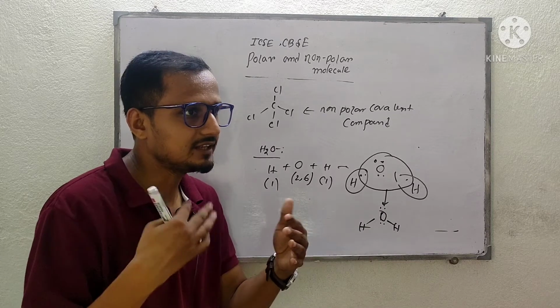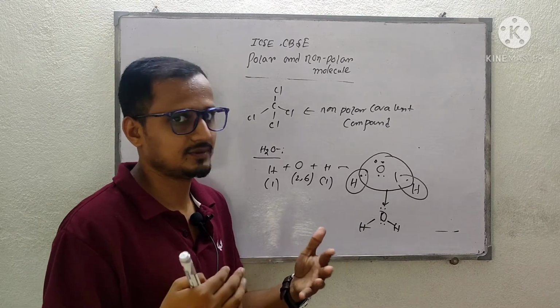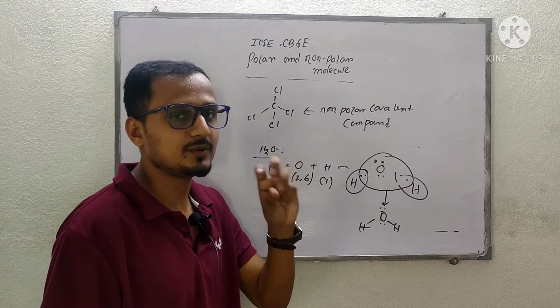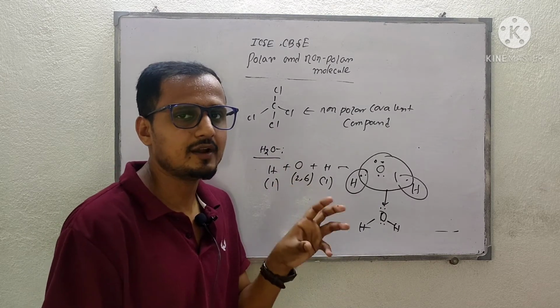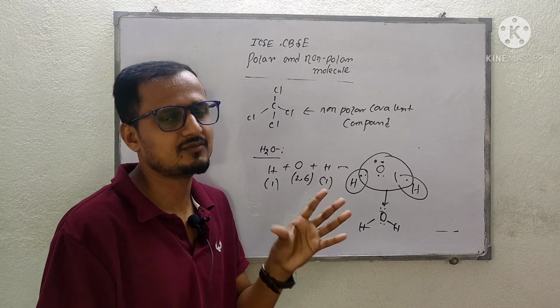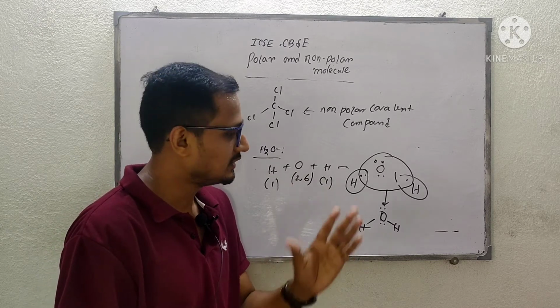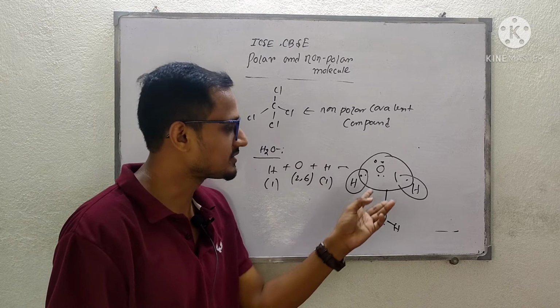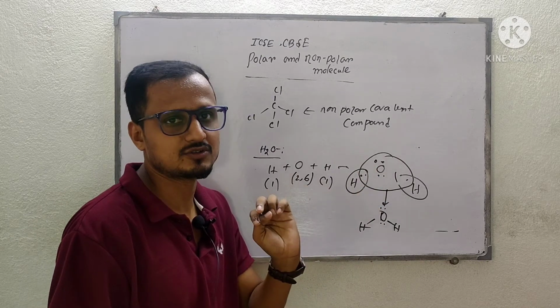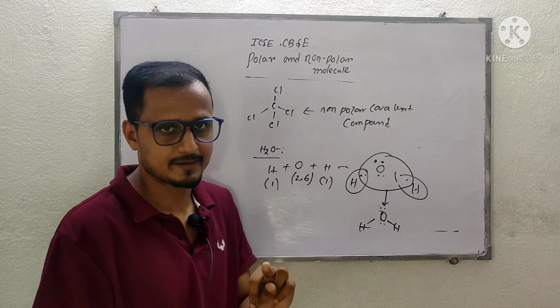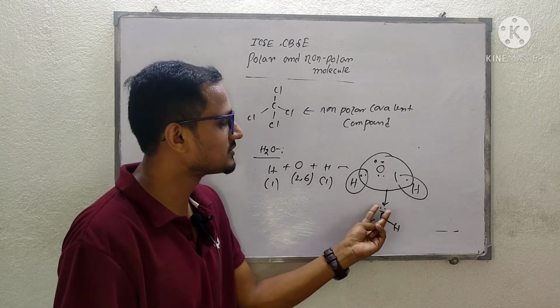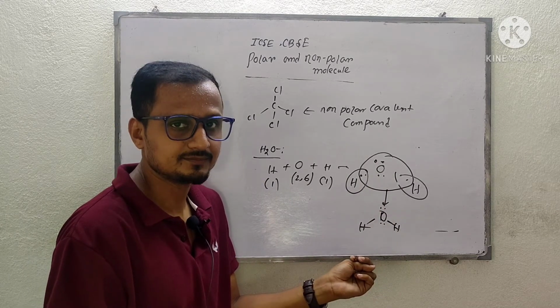So here is another topic we have learned: the pair of electrons which do not participate in the formation of a chemical bond are called lone pair of electrons. So in a water molecule, how many lone pairs of electrons are there? 2 lone pairs of electrons. 2 electrons make 1 pair.